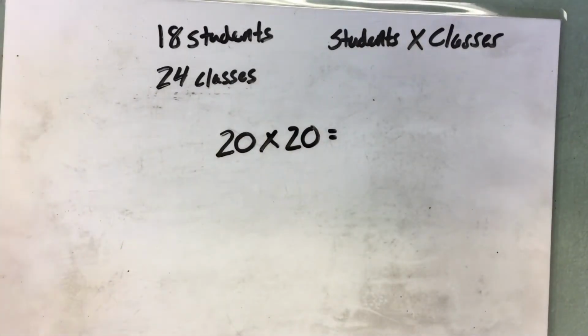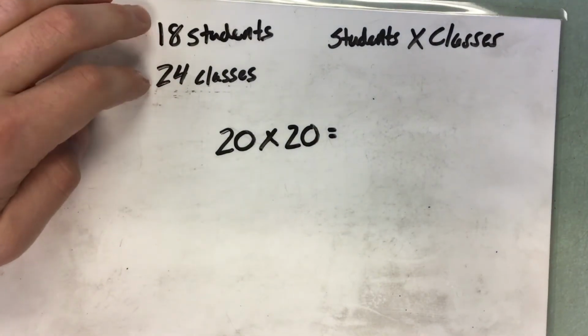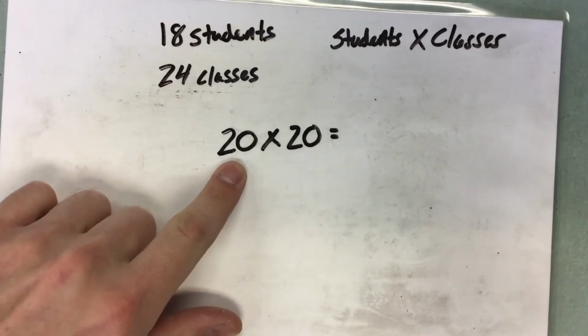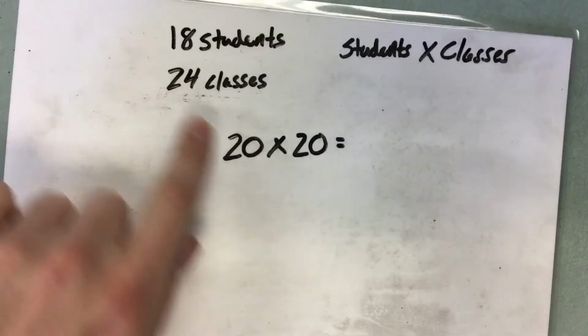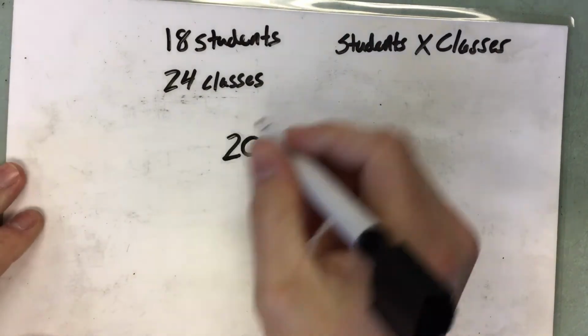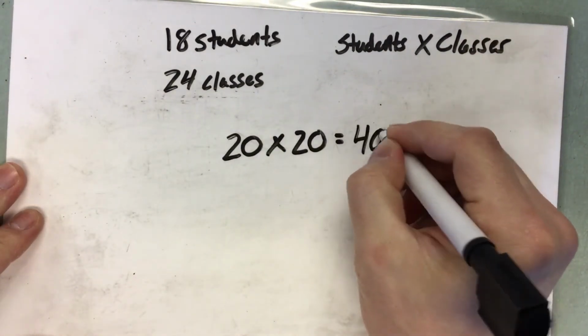So now those numbers are more friendly to work with, and since we're estimating, we're rounding these numbers first, our factors. So I rounded 18 students to 20 students and 24 classes to 20. So this is an estimation, remember. So let's multiply 20 by 20. So the answer to 20 times 20 is 400.